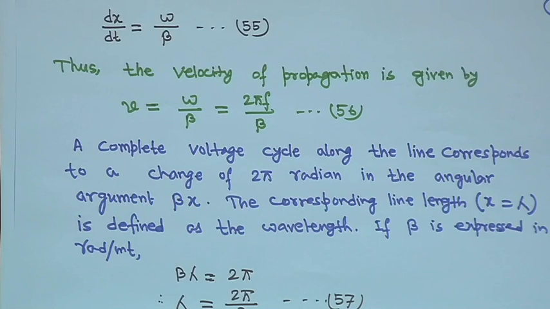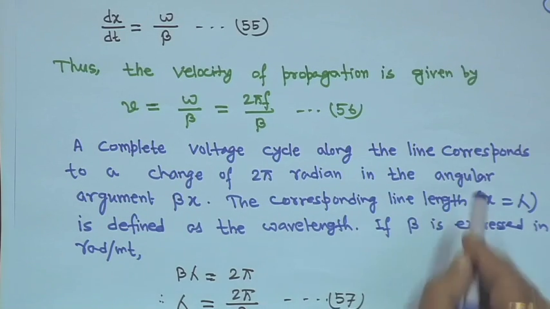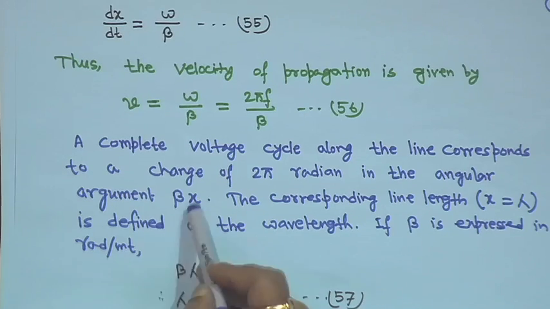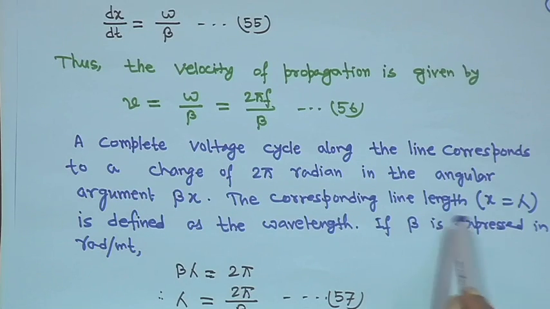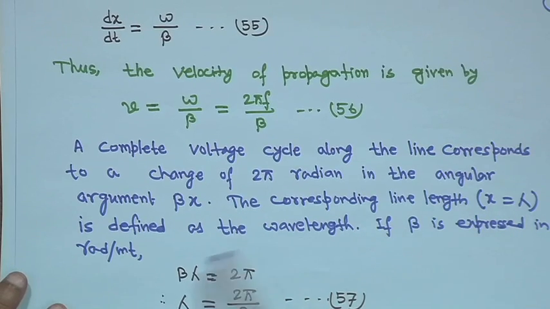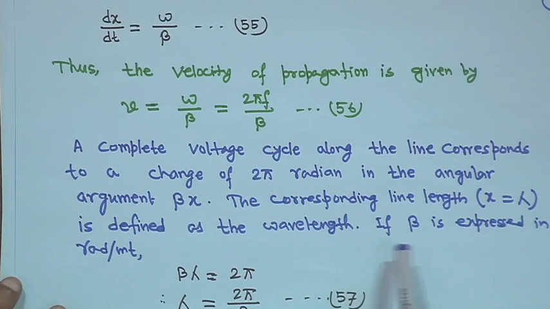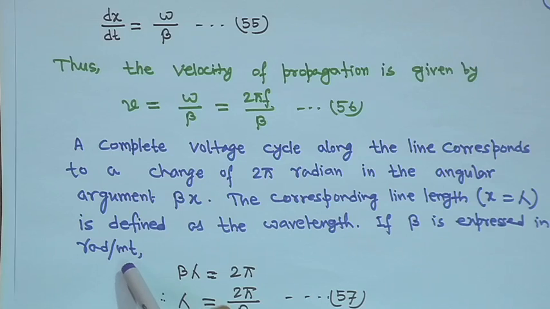Now, a complete voltage cycle along the line corresponds to a change of 2 pi radian in the angular argument beta x. The corresponding line length x is equal to lambda, which is defined as the wavelength, if beta is expressed in radian per meter. That means a complete voltage cycle along the line corresponds to a change of 2 pi radian in the angular argument beta x, so the corresponding line length x is equal to lambda, defined as the wavelength.